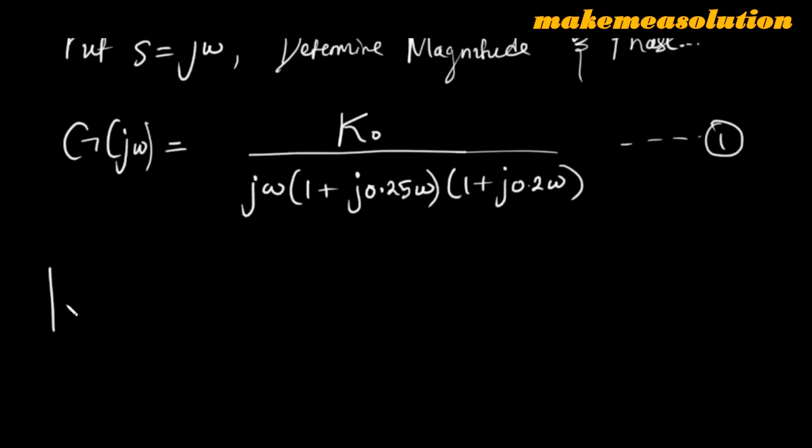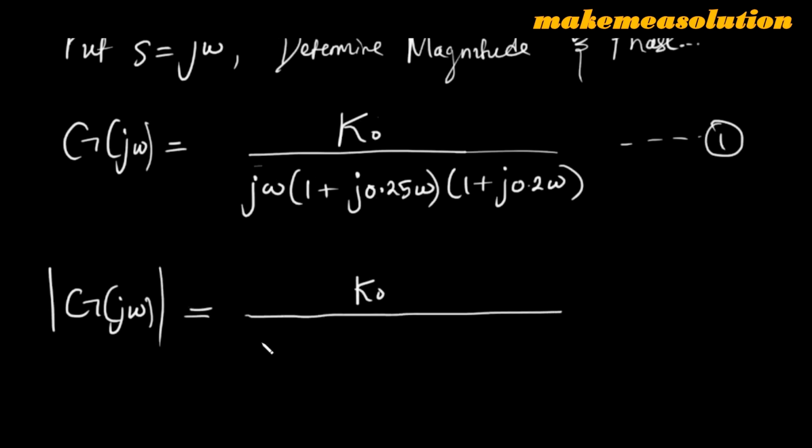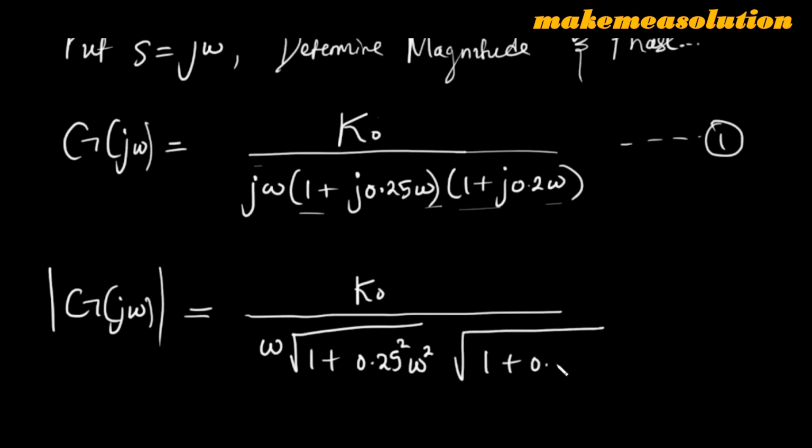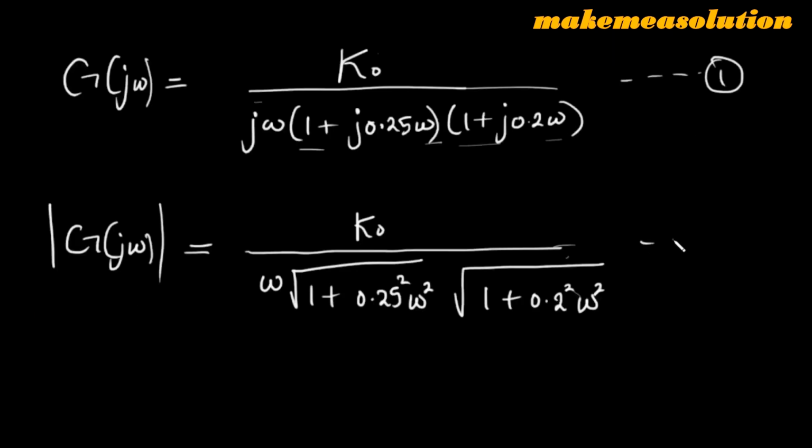Now to find the magnitude of G(j omega), the magnitude of K naught is K naught all over the magnitude of j omega, which is only omega. The magnitude of this one will be the square root of 1 plus 0.25 squared omega squared, and the magnitude of this one will be the square root of 1 plus 0.2 squared omega squared. Is that okay? So when you calculate the magnitude like this, you can call this equation 2.